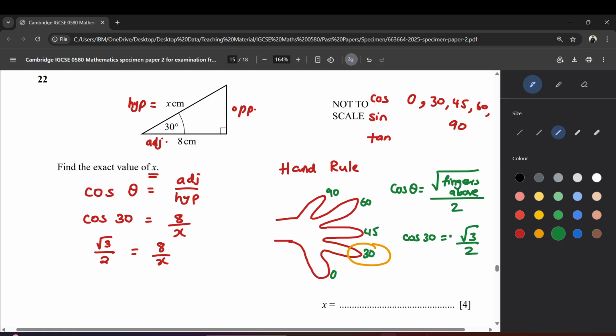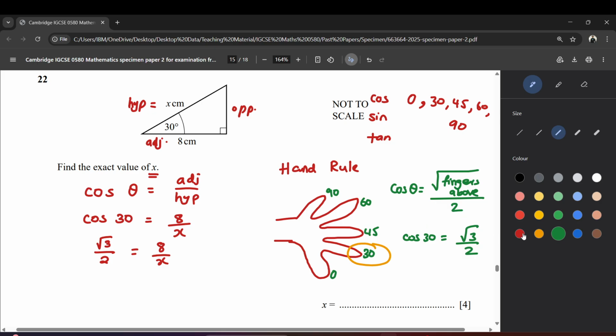You can pause the video and try all of these different combinations. For example, let's say cos 60. Now for cos 60, you have only one finger above 60. So that should be root 1 upon 2. Root of 1 is just 1. So therefore cos 60 will be 1 upon 2, and so on.